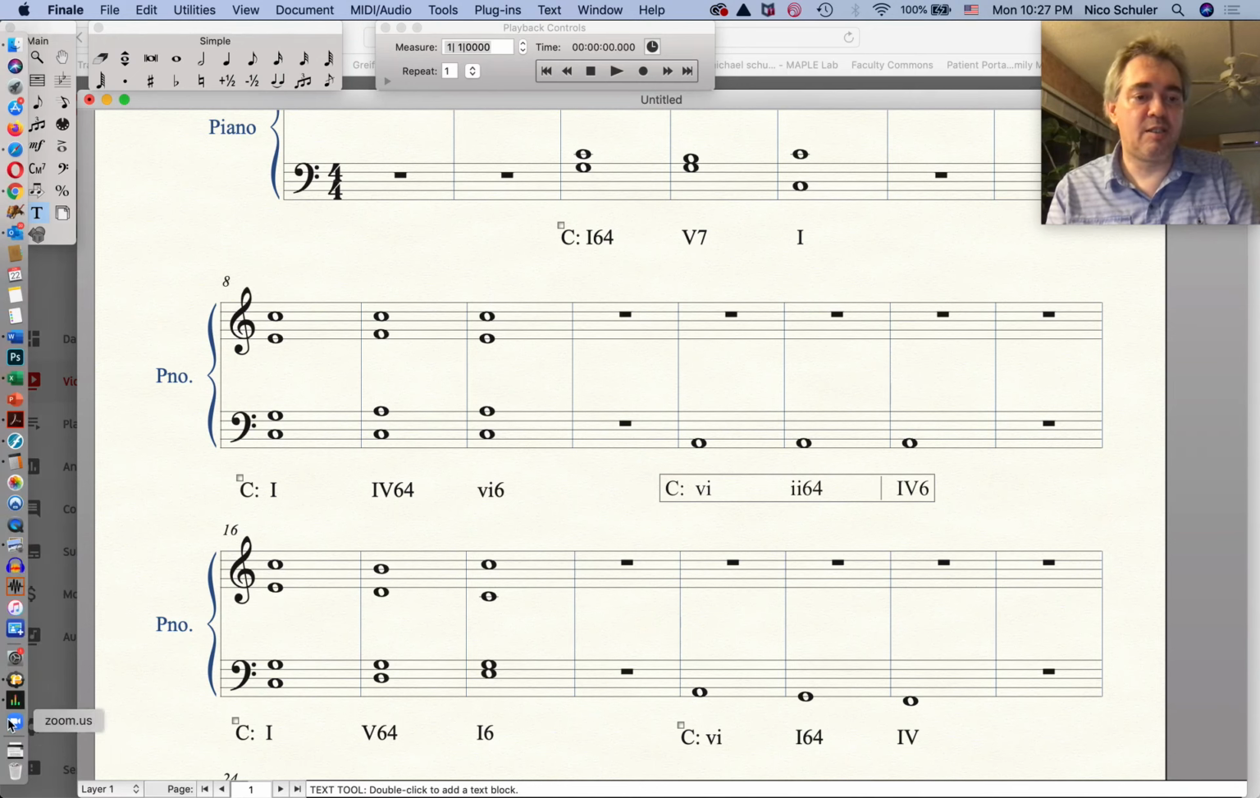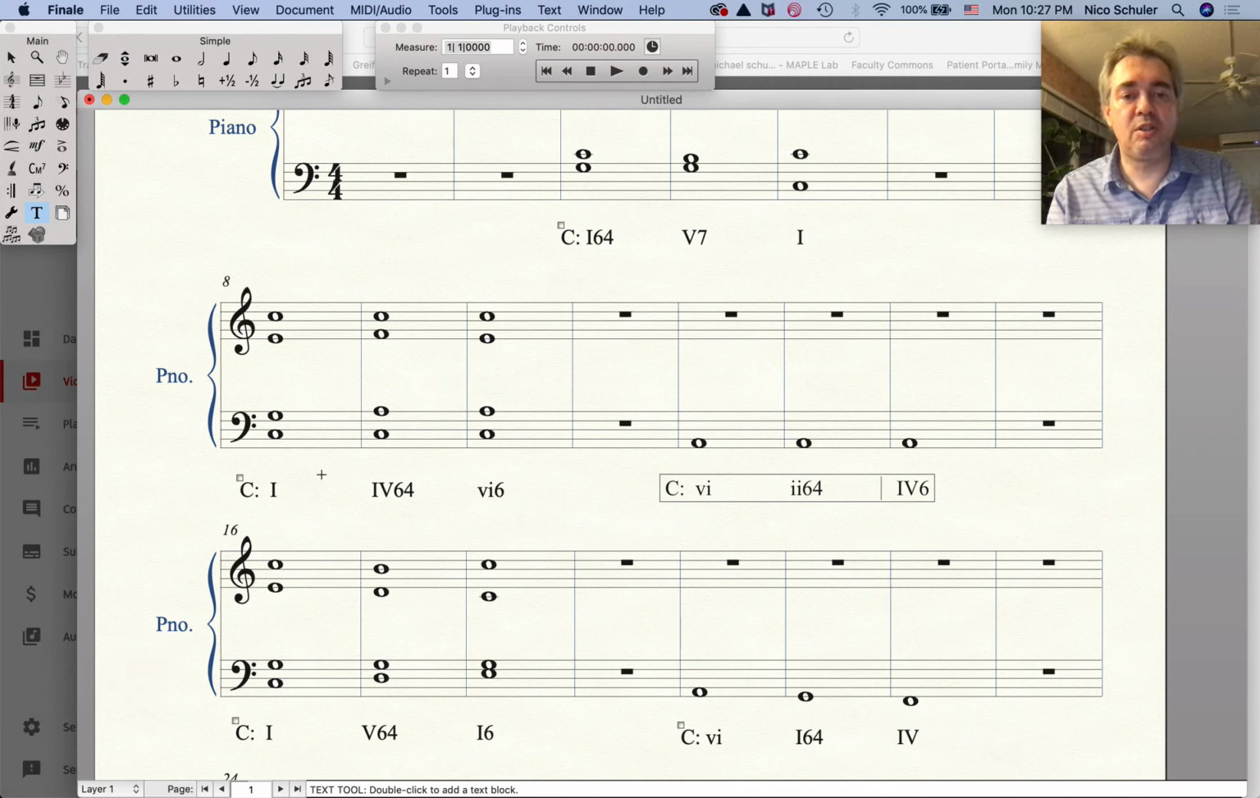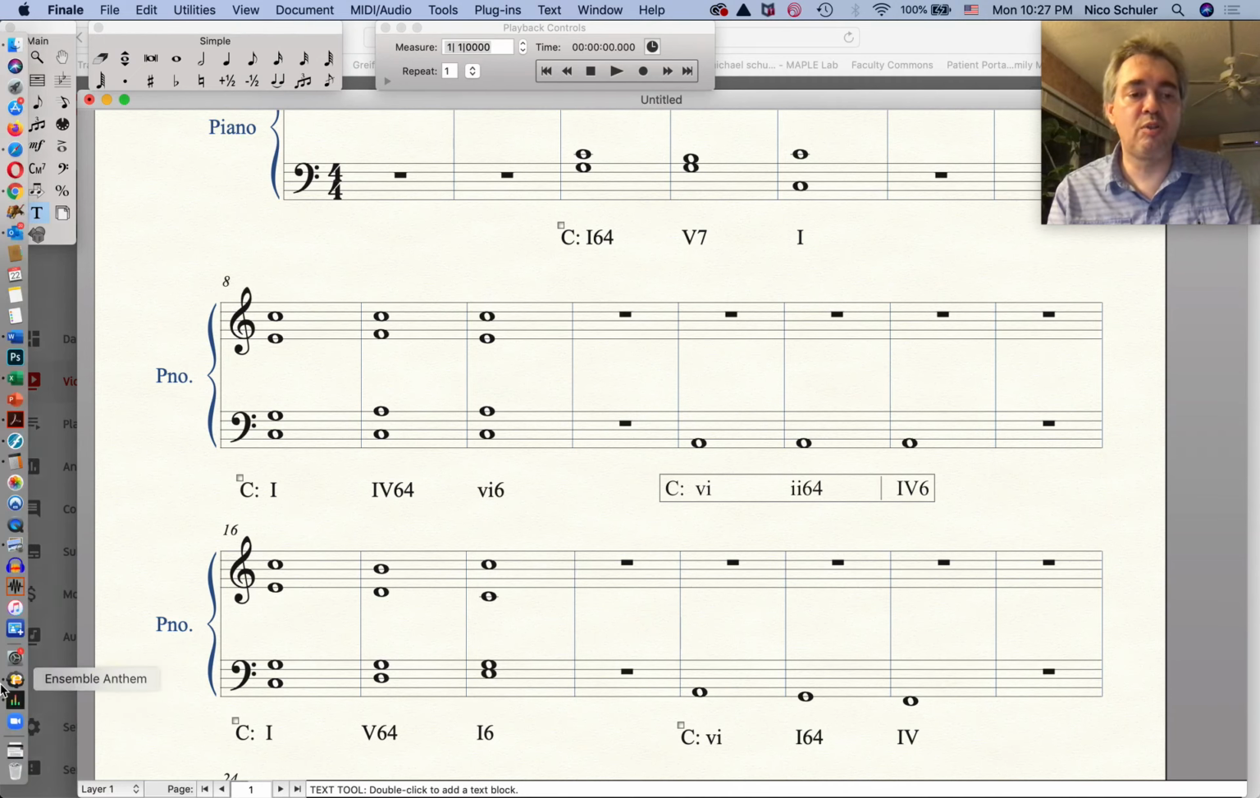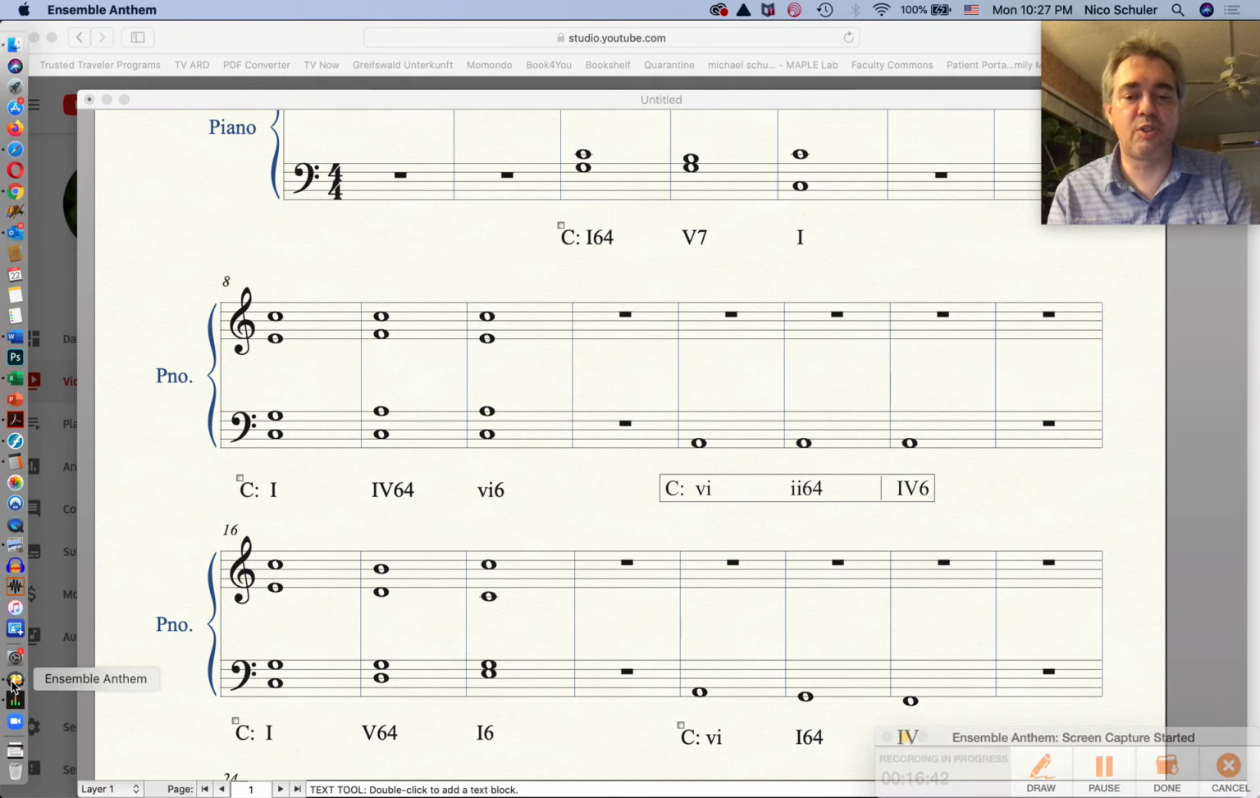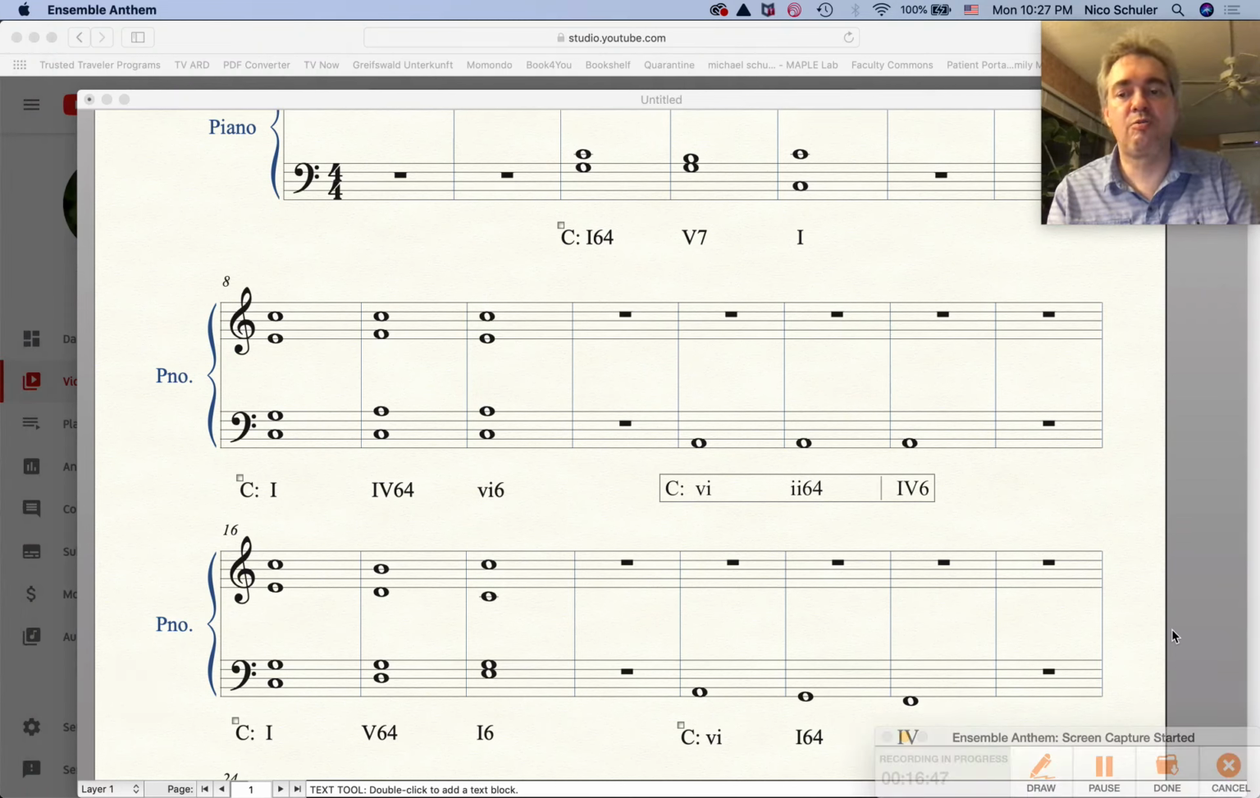Okay, anyways, these are relatively common, but second-inversion triads usually only occur under those circumstances. So it's very important to keep that in mind when analyzing music or writing music.